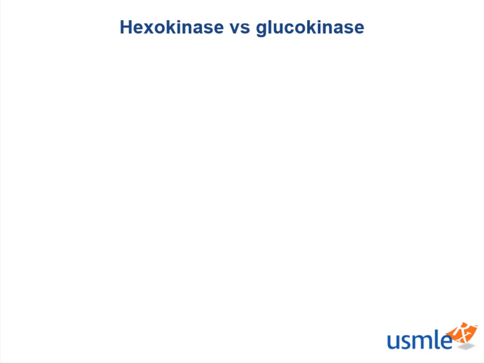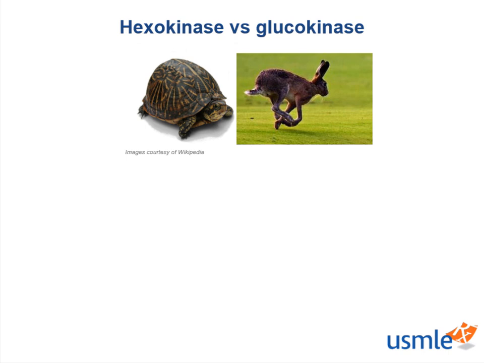Another way to think of these two enzymes is like the tortoise and the hare. Hexokinase is the tortoise because it acts at a slow and steady pace, while glucokinase is the hare, speeding up and slowing down depending on the amount of glucose in the blood.